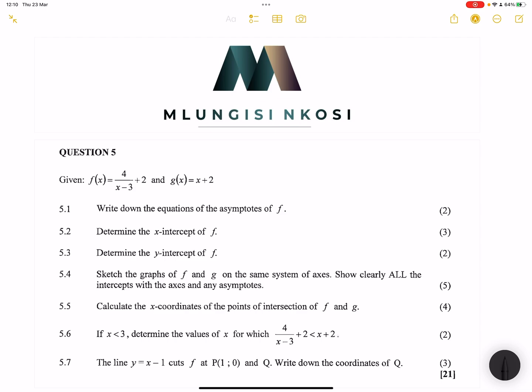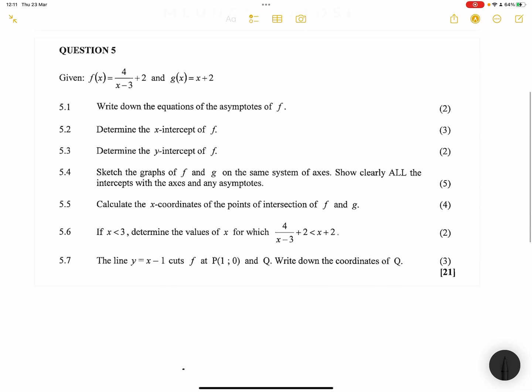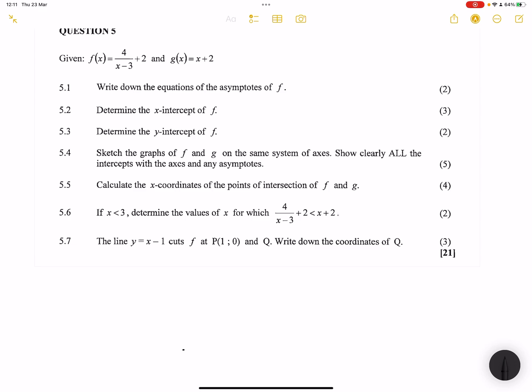Right, I just want us to delve into this question. Let's look at it. Question 5, they give us f of x, which is 4 over x minus 3 plus 2, and g of x, which is x plus 2. Now they say to us, write down the equation of the asymptotes.